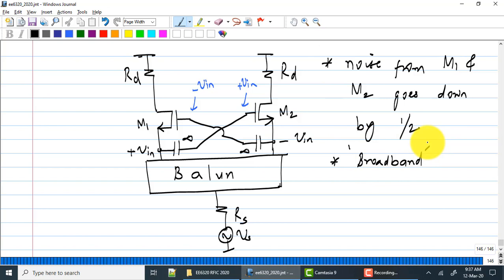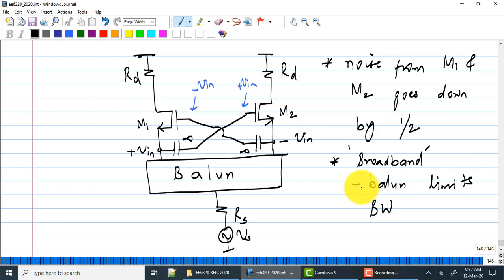So Vs and Rs represent the antenna receive signal and the antenna impedance. So the balun, if you can build a relatively wideband balun, then you have a truly broadband circuit. Okay, but the good thing is you can use the same LNA. The core of the LNA itself is very broadband.